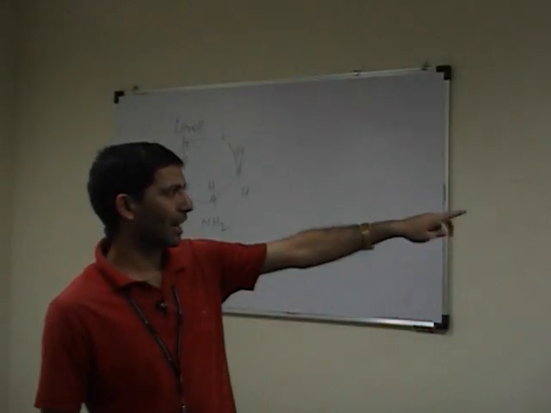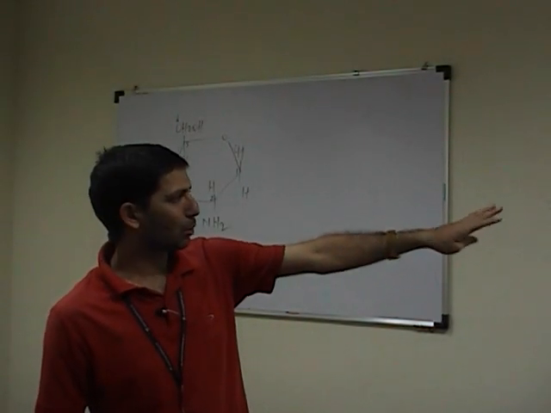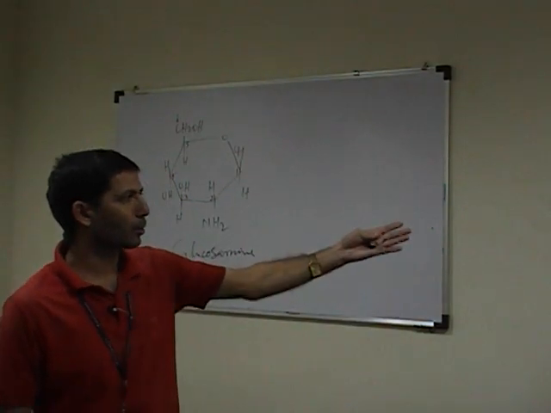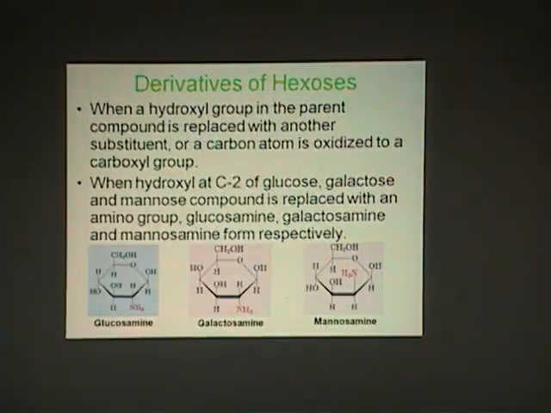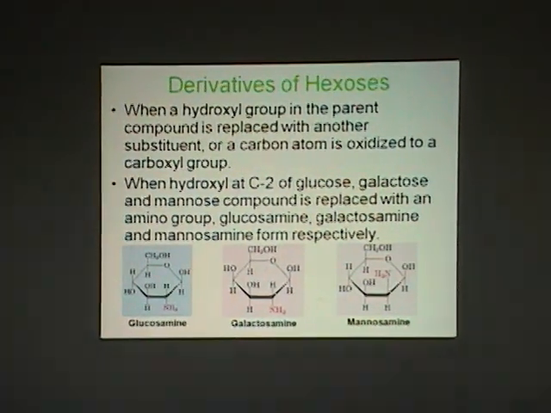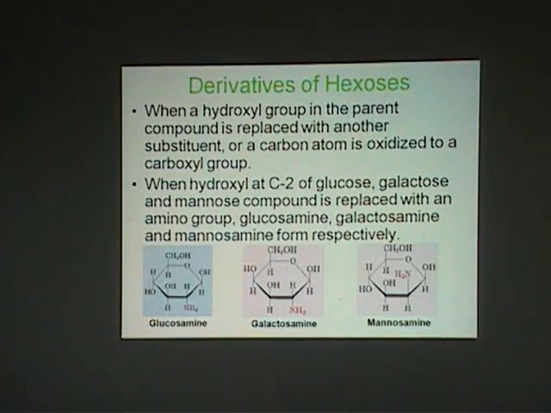When the hydroxyl at the second carbon of glucose, galactose and mannose is replaced with an amino group, we get glucosamine, galactosamine and mannosamine. Why for mannose, when it is different, does it mean the amino group is inside? Because from glucose, what is different in mannose? At the second and third carbon the OH will be in the opposite direction. No? Therefore, in the case of galactose, NH2 will attach here. No? Therefore, it is there.